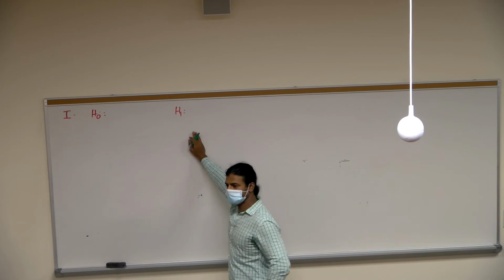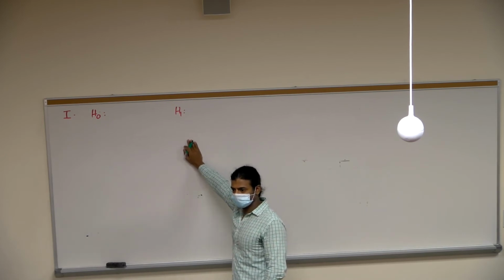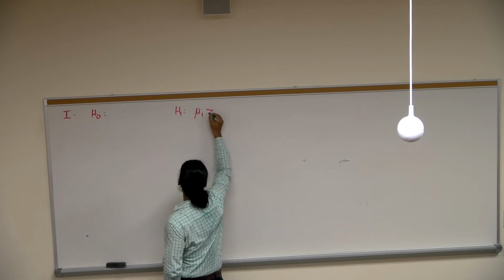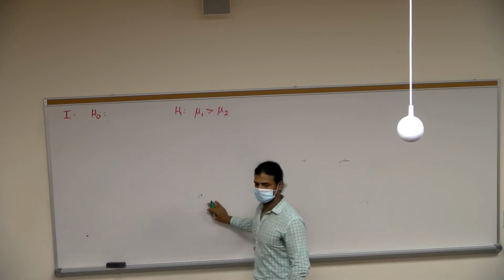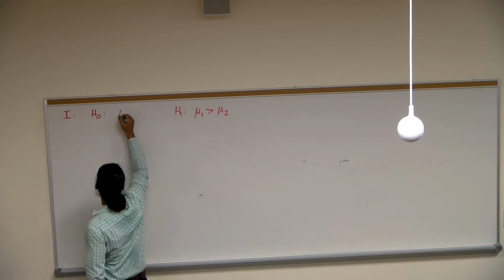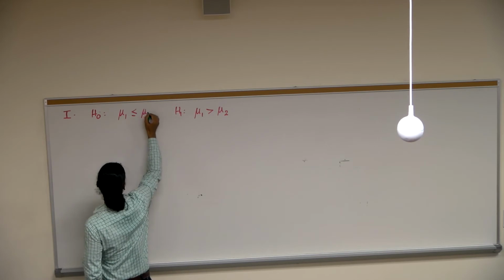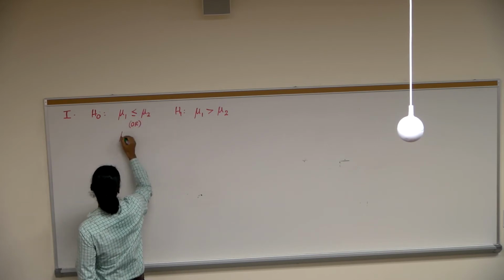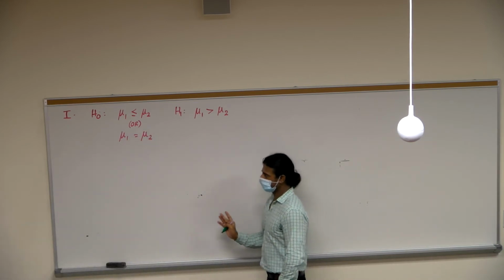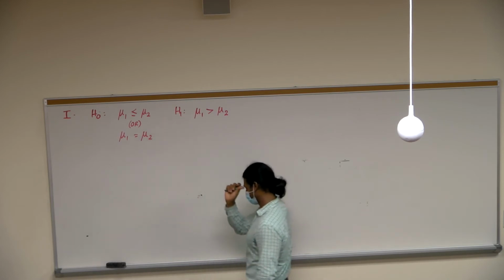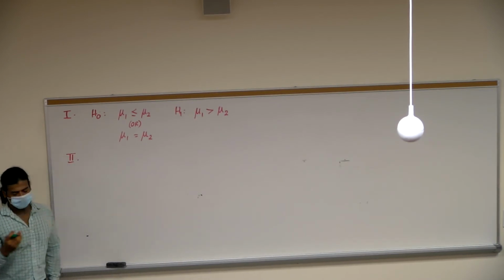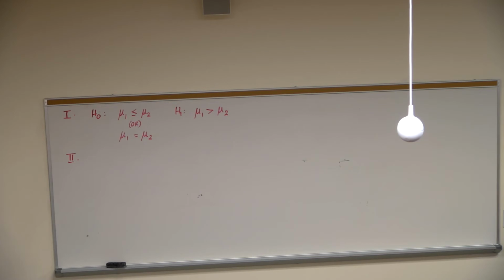So what is the alternative? Mu1 is greater than mu2. Over here, less than or equal. Your book is dead set about using that. Either is okay. I'll be careful next time. Alpha is 0.1.